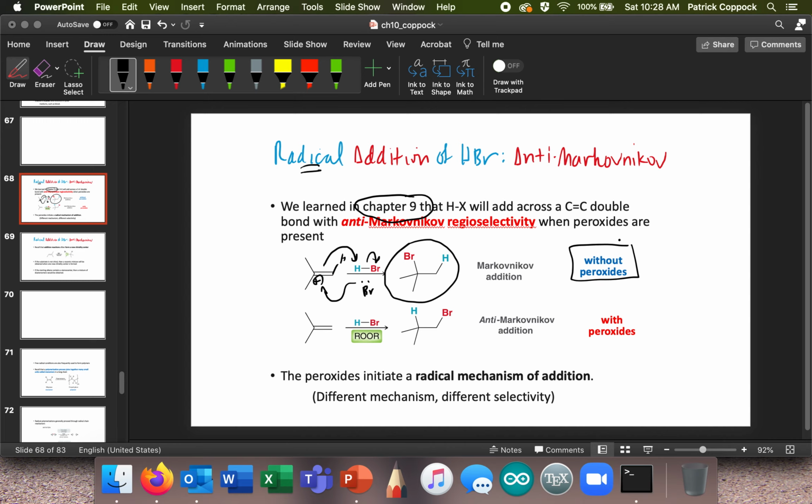That's without peroxides. But with peroxides, which are radicals, or make radicals, I should say, because that O-O bond is weak, so it makes a radical very nicely, we get anti-Markovnikov addition. And it goes through a radical mechanism of addition, which we're not going to talk about.